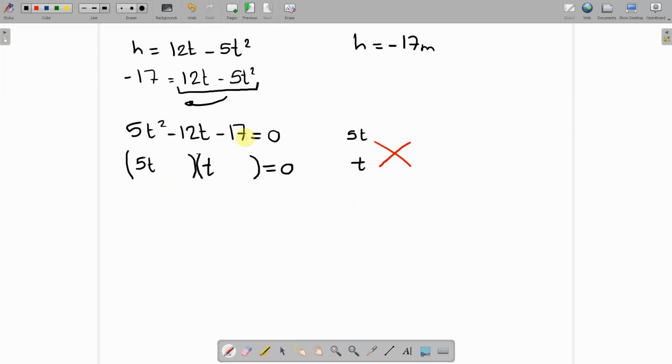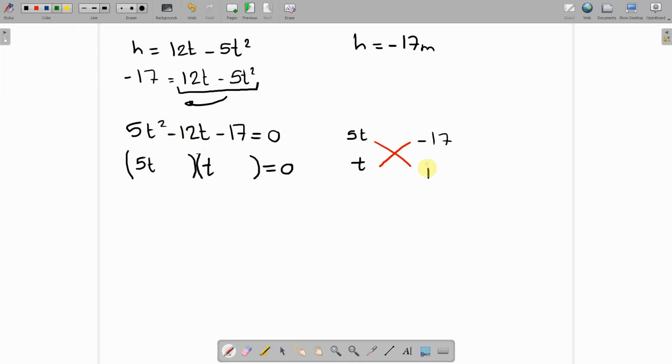Now, two numbers that will multiply together to give you minus 17. 17 is a prime number, so it has to be 1 and 17. Now we just need to make a decision as to which one is going to be positive and which one is going to be negative. Now the value in the middle is negative, so that tells us that we need to make the biggest number negative. So we'll put negative 17 here and 1 here.